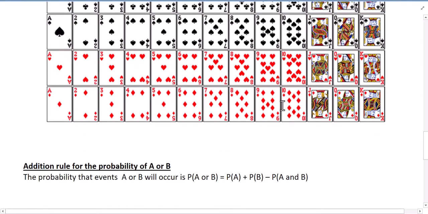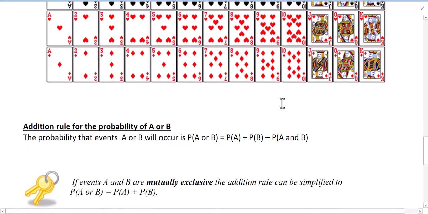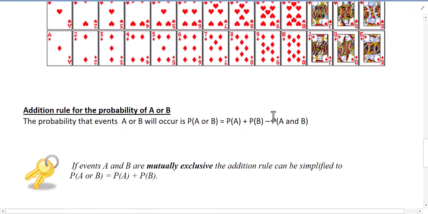But first, let's write our addition rule for probability, the probability of A or B. When you have two events A and B, the probability that A or B occurs is the probability of A plus the probability of B minus the probability of A and B. One key point here though is that if they are mutually exclusive, then you just have the probability of A plus the probability of B.